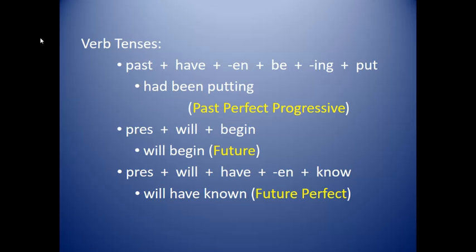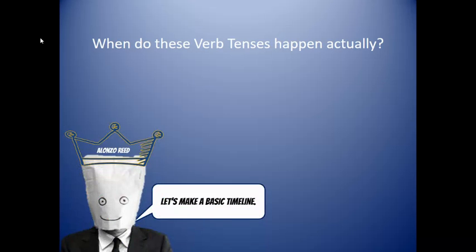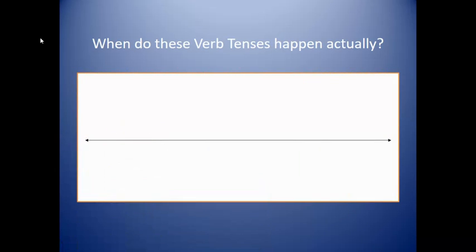If you want to take either your notes or the back of this worksheet, whatever it is, I want to capture a timeline so we can understand when these verb tenses actually happen. All right, so let's start off with a basic timeline. And let's simply give ourselves a place which we're going to call present. So that's where we are, the present. And therefore, everything before that is what we would call the past.